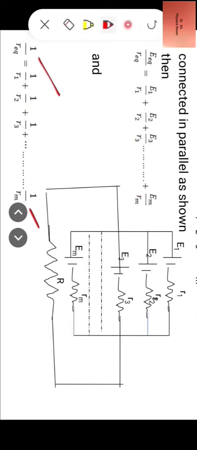So here are the expressions. This is the expression for the ratio of EMF to internal resistance, and here is the relation for the equivalent internal resistance of the combination. Fifth, equivalent circuit. Here we have drawn the equivalent circuit of the combination of M cells in parallel. So this cell has equivalent EMF E equivalent and equivalent internal resistance R equivalent and external load R.